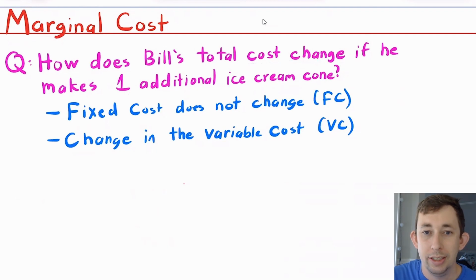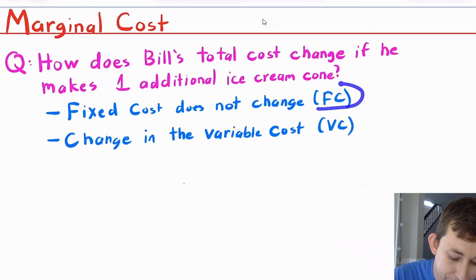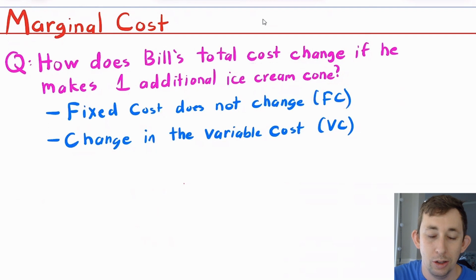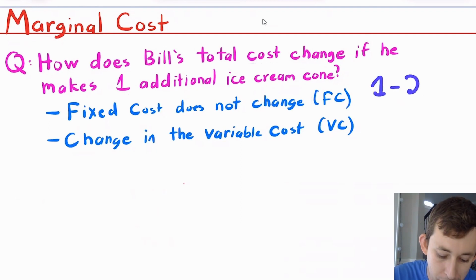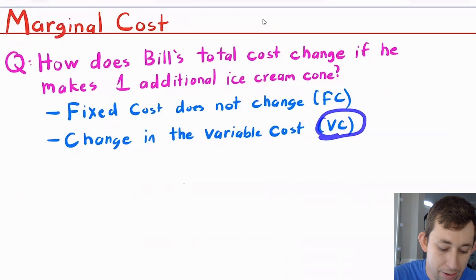And what you really need to know is you only need to know how the variable cost is changing. Why is that? Because we said that fixed cost doesn't change based on how many ice cream cones we're making. So if I go from 1 ice cream to 2 ice cream, my fixed cost is still like $100. So my fixed cost doesn't change. So the only thing that changes when I make more ice cream cones is this variable cost.